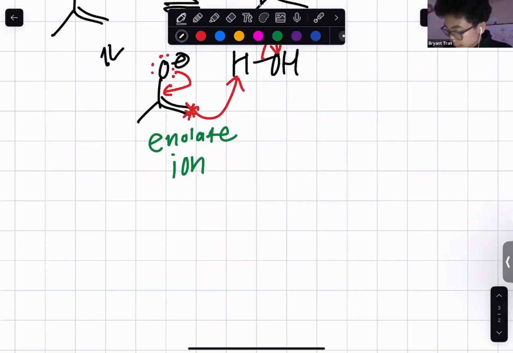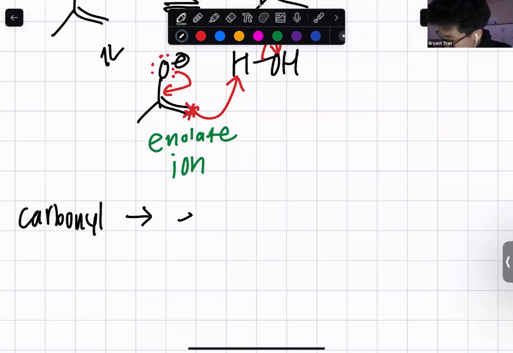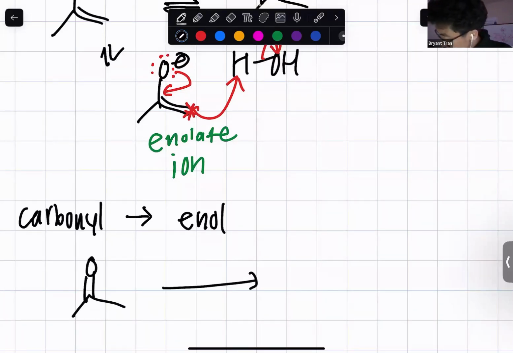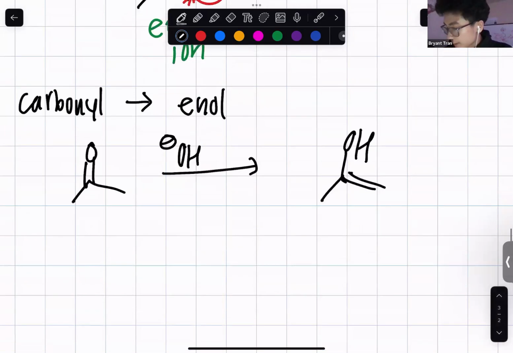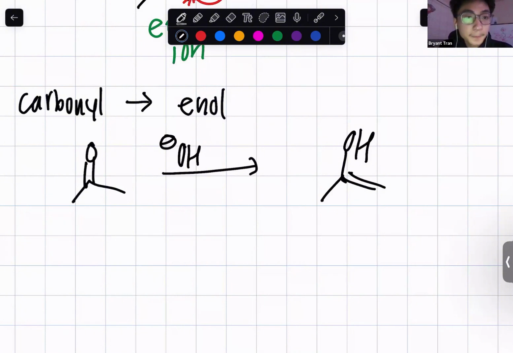Now let's finish off this tautomerization stuff with carbonyl to enol. So let's say I have this carbonyl right here, and I want to get into this enol right here, and I am in basic conditions, OH minus like that. What is going to get deprotonated here? What's the first step?